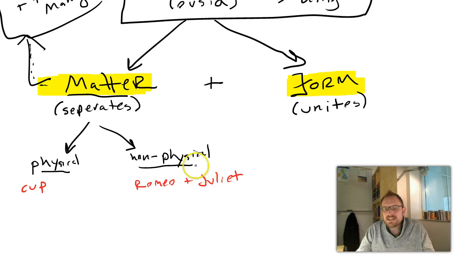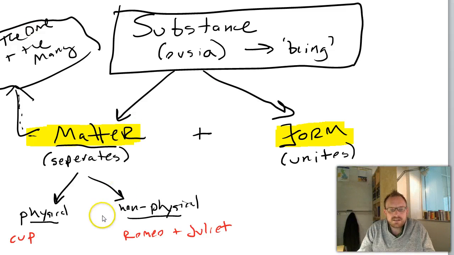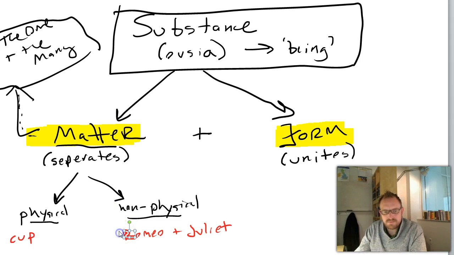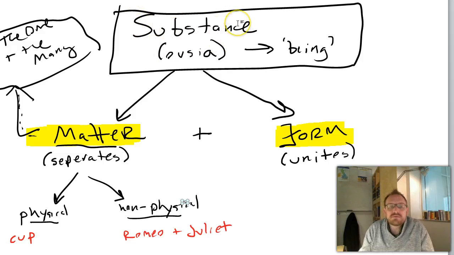Now, Romeo and Juliet, let's think about that. I shouldn't put it down here. I wanted to move Romeo and Juliet up here, because it's a substance. It has a being of some sort. Think about it: when we talk about the play, that means we think it exists. If we think it exists, it has being, and thus it must be a substance of some sort. Now, what's the matter with Romeo and Juliet? What is it made of? And then what's its form?